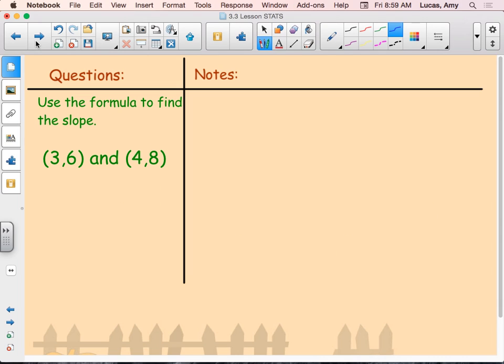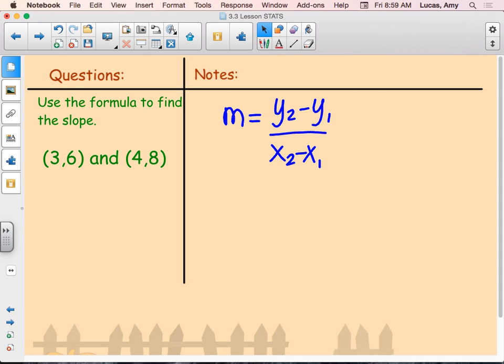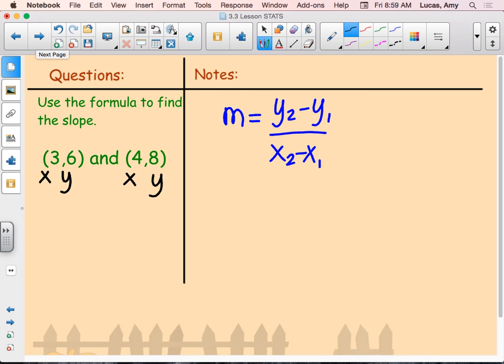Okay, so I'm going to write our slope formula. And the next thing I'm going to do is label our ordered pairs. I think it's really important to label them with their x and y coordinates. You can choose which one is your first ordered pair and which one is your second ordered pair. It really doesn't matter. So on the top of my fraction, I start with the coordinate y2.